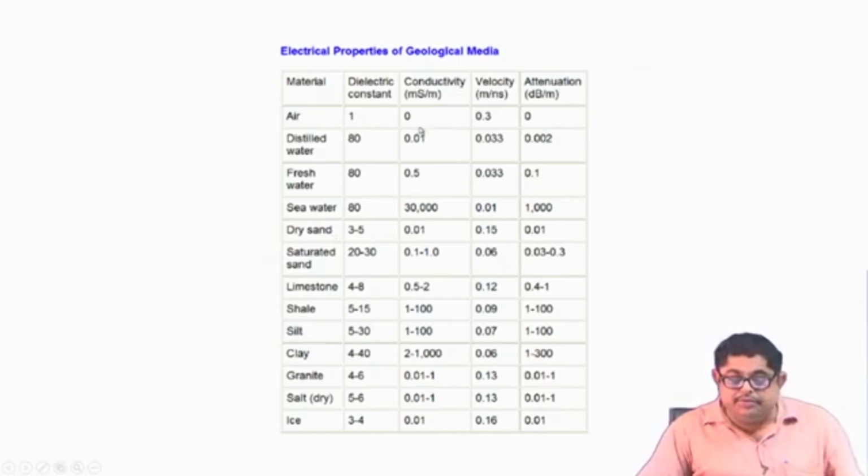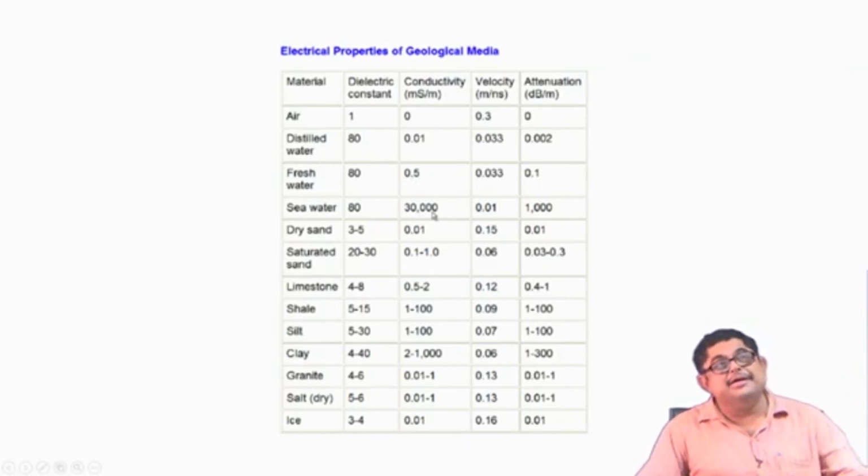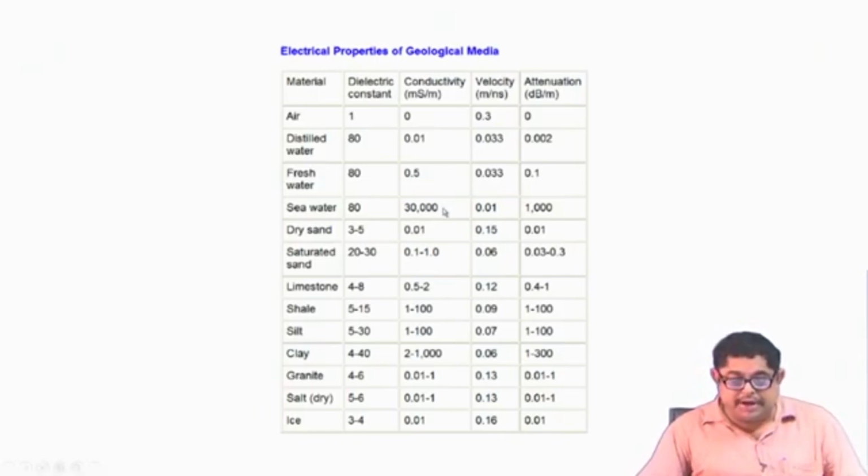Now, conductivity wise, water has a very low conductivity, but sea water, where lots of minerals, salts etc. are present, has a good conductivity. That is why it is very lossy, and underwater you cannot detect by GPR or other radar techniques.